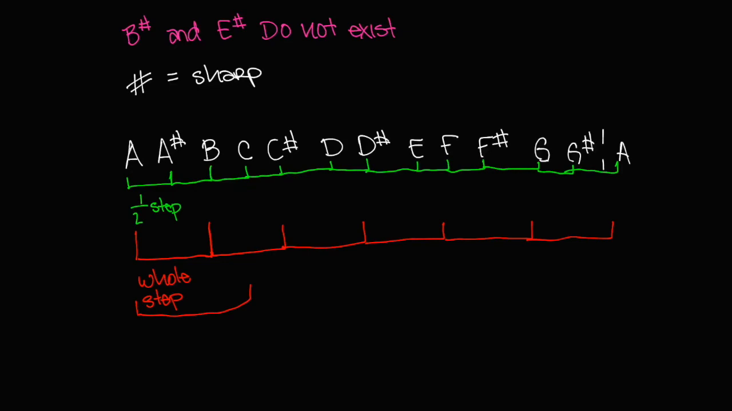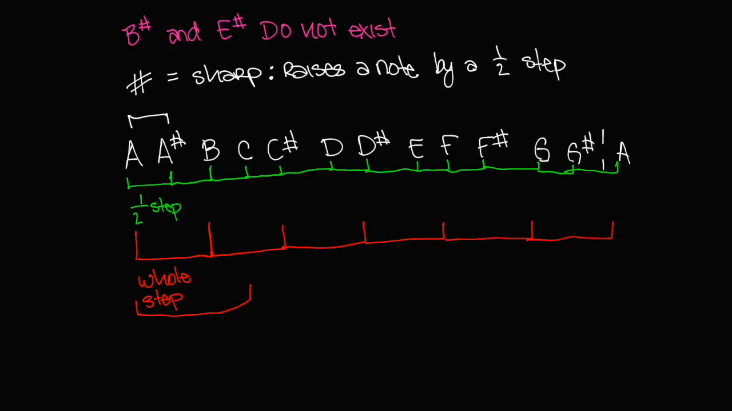So we understand now that this distance from A to A sharp is a half step. That's what we call that. So what does a sharp do? Well, a sharp raises a note by a half step. So let's write the definition here: raises a note by a half step. In other words, it makes the note go higher by a half step.